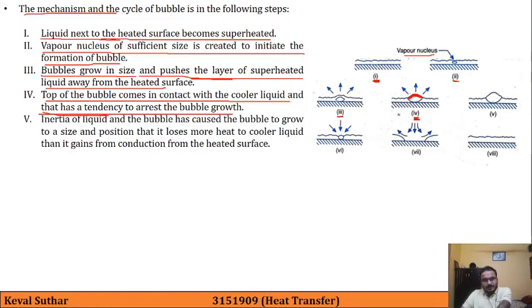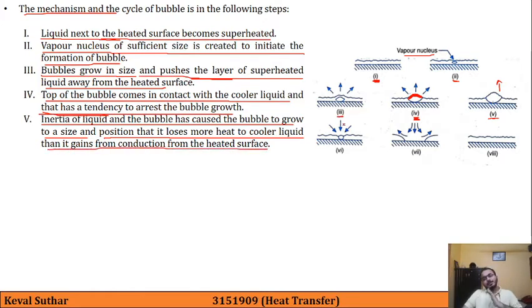Now the fifth stage is this. Here the inertia of liquid and the bubble has caused the bubble to grow in size. So here the further growth of bubble is happening, and here this bubble now comes in a position that it loses more heat to the cooler liquid. So it loses the heat to the cooler liquid, then it gains from the conduction from the heated surface.